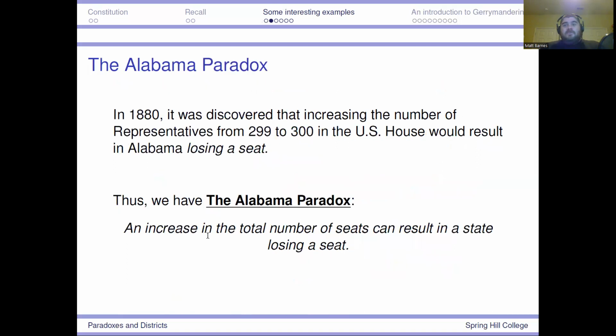Well, this leads us to something that actually happened in 1880. An increase in the number of seats from 299 to 300 resulted in Alabama losing a seat, right? So we call this the Alabama paradox, where we can increase the total number of seats we want to give out, but that can actually result in a state losing a seat. So this is a paradox because obviously it is counterintuitive that we would increase the number of seats we have to give out, but then somebody would end up losing seats instead of some people gaining some and some people staying the same. It seems weird that somebody would lose a seat in that scenario.